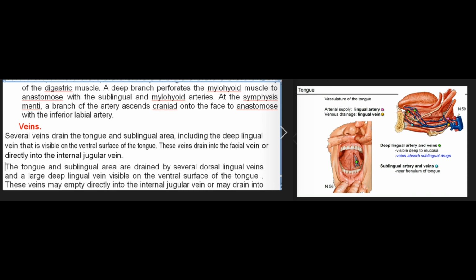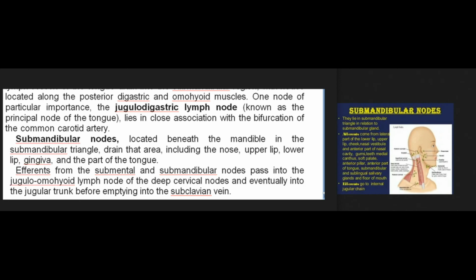Veins. Several veins drain the tongue and sublingual area, including the deep lingual vein that is visible on the ventral surface of the tongue. These veins drain into the facial vein or directly into the internal jugular vein. The tongue and sublingual area are drained by several dorsal lingual veins and a large deep lingual vein visible on the ventral surface of the tongue. These veins may empty directly into the internal jugular vein or may drain into the facial vein, along with the submental and sublingual veins.